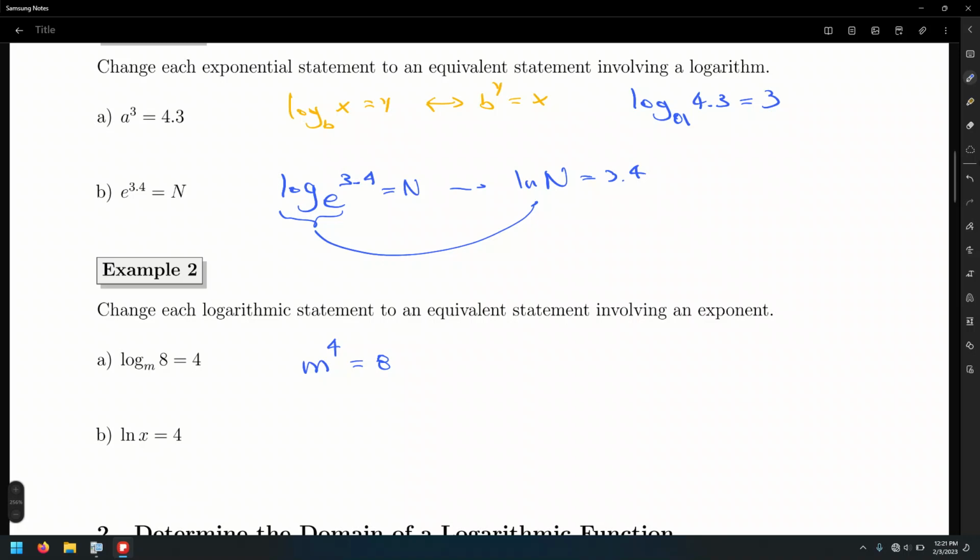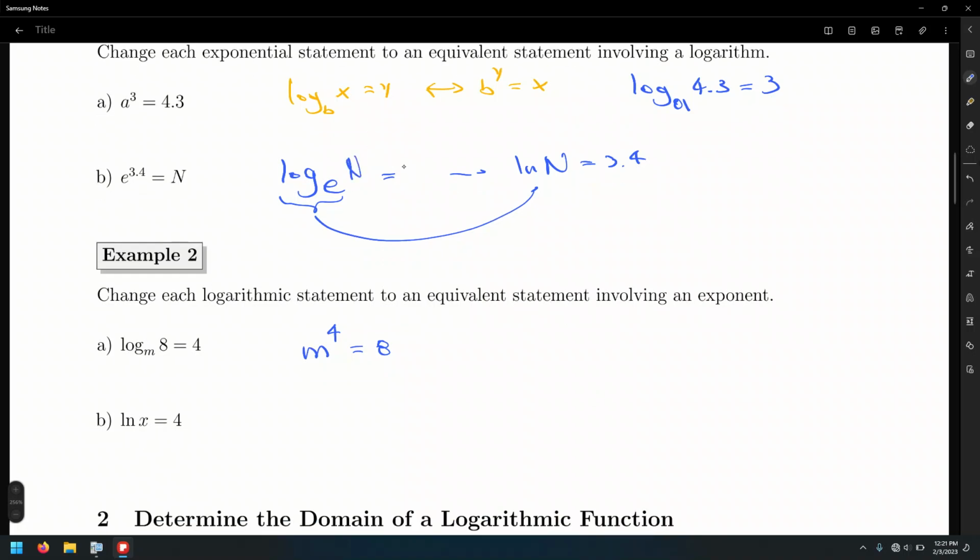And yes? For e, for the one before, isn't it log base e of n? Of n, yes, that's what I meant, but not what I wrote. Thank you. And equals 3.4. Yeah, thank you.